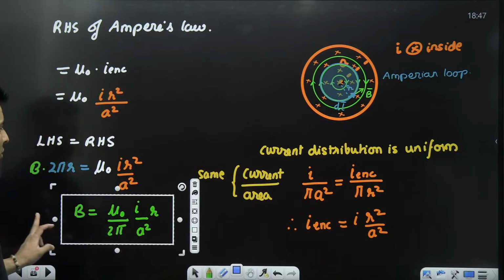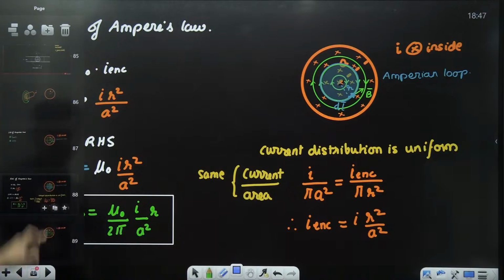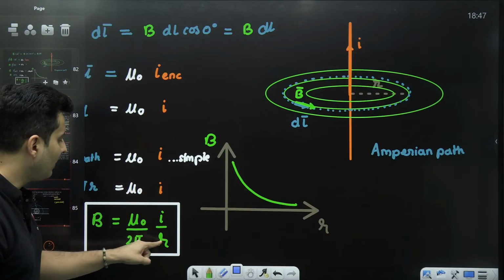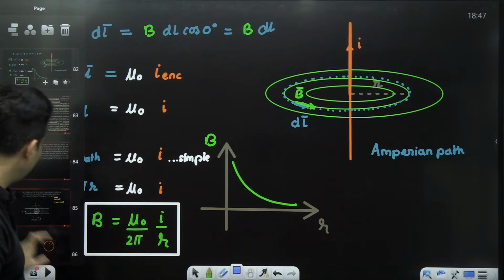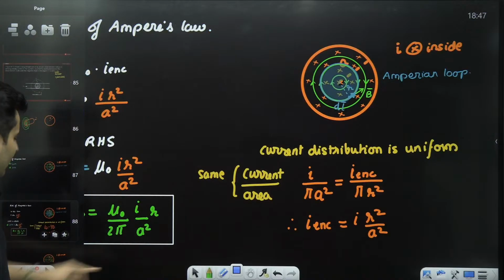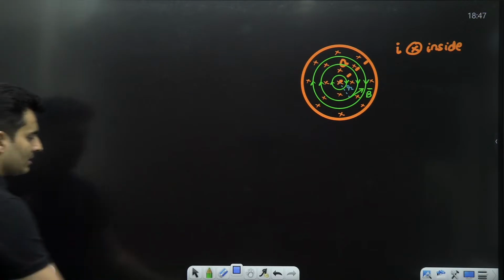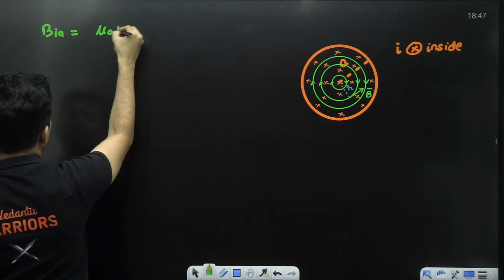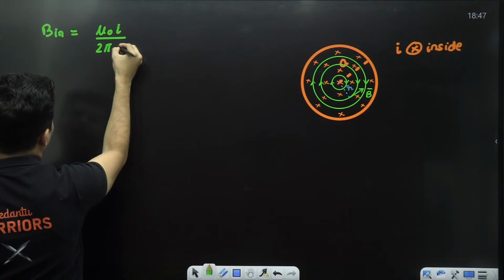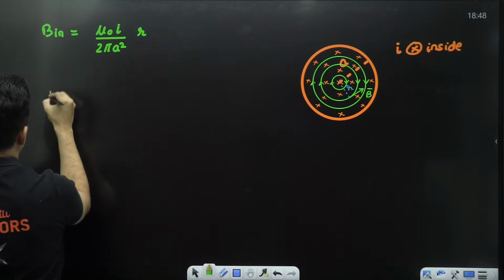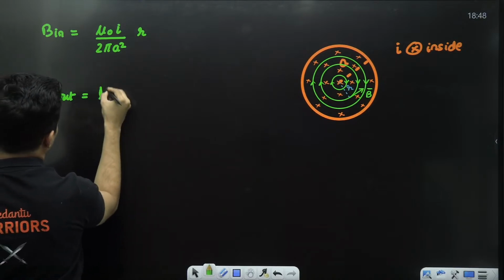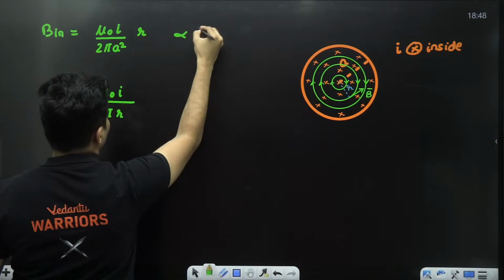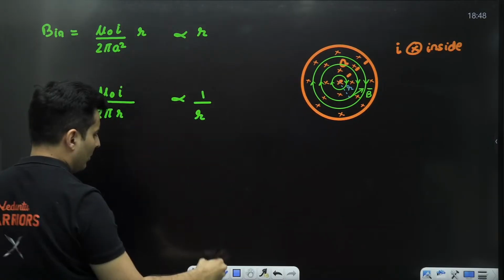This is the magnetic field formula that we are getting. Inside this is mu naught I r by 2 pi a square, slightly different from mu naught I by 2 pi r. Here instead of r below, it has gone on the top, and then there is a square over here. So from this, we figure out that if you are inside, the formula is mu naught I by 2 pi a square into r. If you are outside, the formula is mu naught I divided by 2 pi r. Here it is proportional to r. Here it is inversely proportional to r.